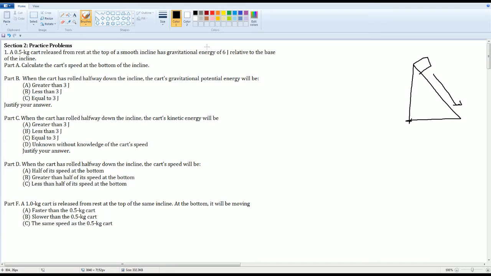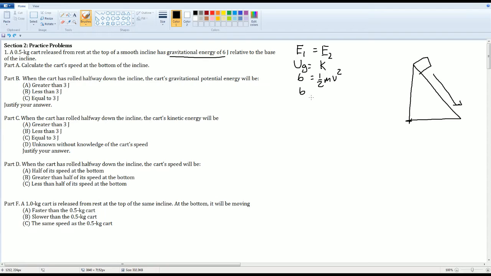Okay. So it says it has a gravitational energy of 6 joules. So energy 1 is going to be equal to energy 2. Energy 1 is just your mgh, and that's basically your potential energy. It's going to be equal to your kinetic energy, and you know that is going to be 6 joules. They just give it to you. And that's going to be equal to the speed of the object, so it's going to be 1 half mv squared.